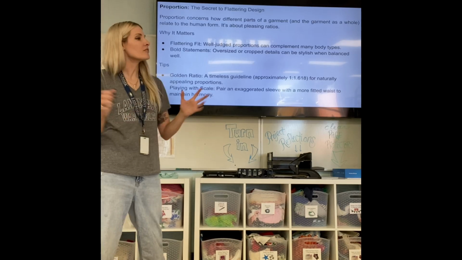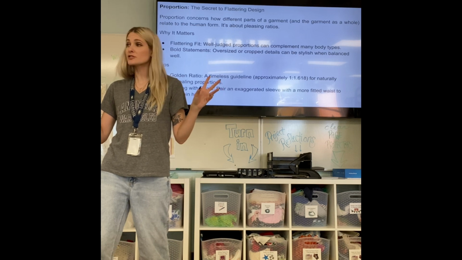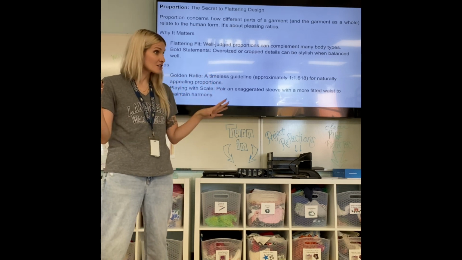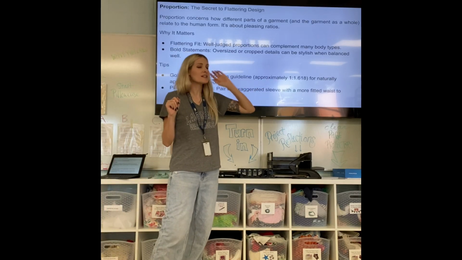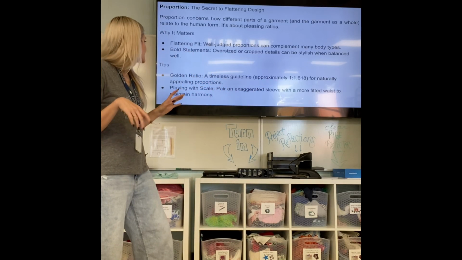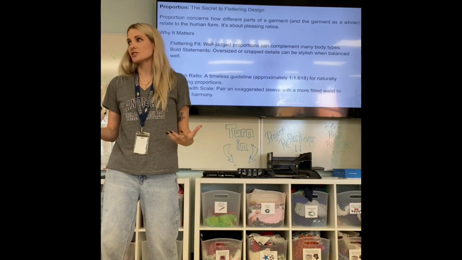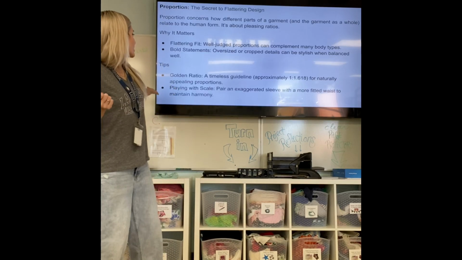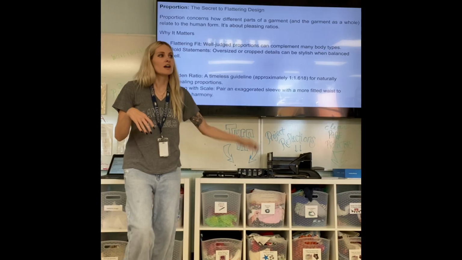Golden ratio. Have y'all heard of the golden ratio? Yes. If you've taken an art class or photography class, you will have likely heard about or learned about the golden ratio. Okay, so it's a 1 to 1.618. It is naturally appealing proportions. So we're going to talk about why they're naturally appealing. And then when you know what the proportions are, you can play around with the scale.